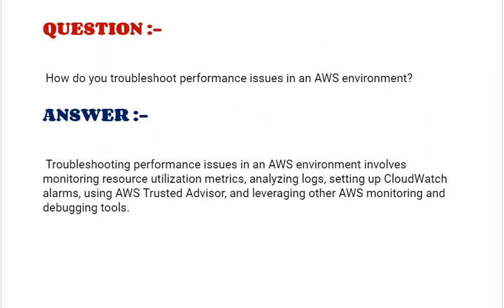Our interview question based on SysOps Administrator Associate is, how do you troubleshoot performance issues in an AWS environment? Your answer should be: troubleshooting performance issues in an AWS environment involves monitoring resource utilization metrics, analyzing logs, setting up CloudWatch alarms, using AWS Trusted Advisor, and leveraging other AWS monitoring and debugging tools.